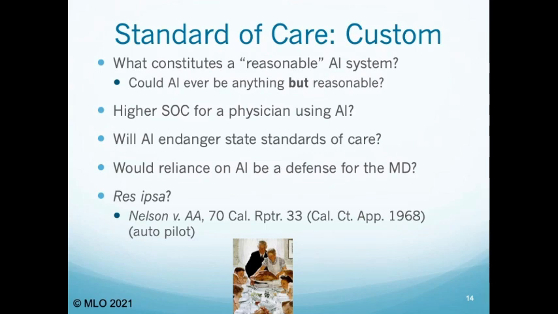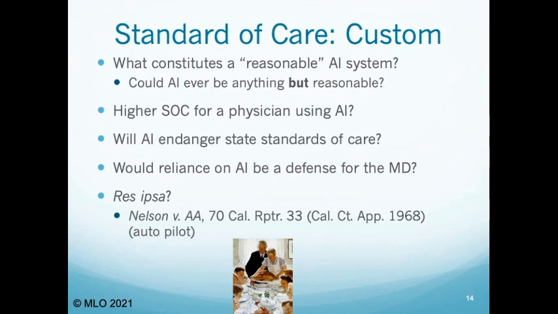If we have a doctor who's using AI in the care of patients, is the standard of care for him higher than it is for someone who's not? Is there a defense to a claim of malpractice if the doctor can say, well, I relied upon AI, therefore I've certainly at least complied with, if not exceeded, what's required by the standard of care? Suppose something goes wrong. Would res ipsa loquitur apply here?